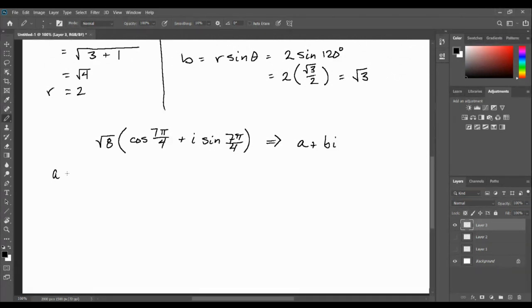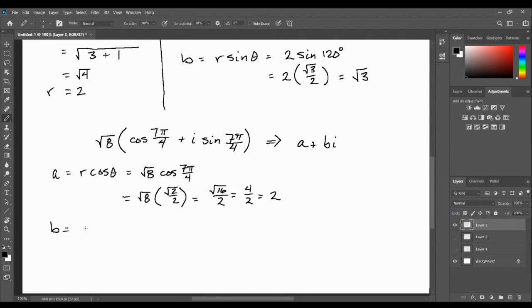So once again, a is r cosine theta. So that's root 8 cosine of 7 pi over 4. For 7 pi over 4, based on what I see on my unit circle, the cosine is root 2 over 2. And the square root of 8 times the square root of 2 is the square root of 16. So that's 4 over 2, or 2.